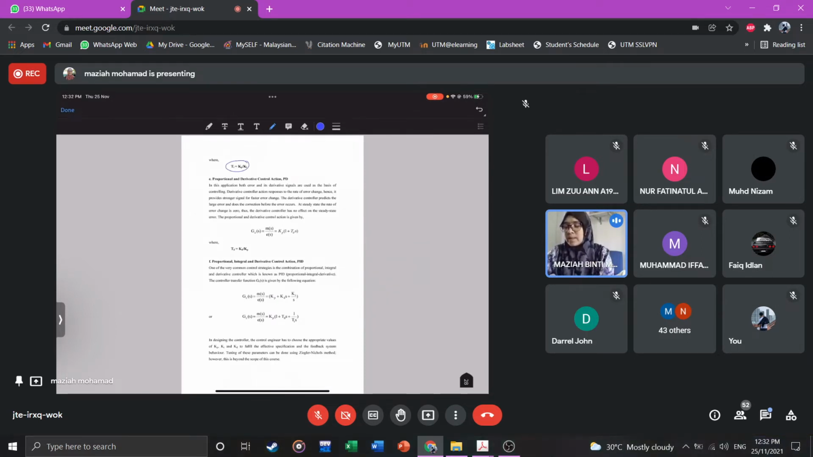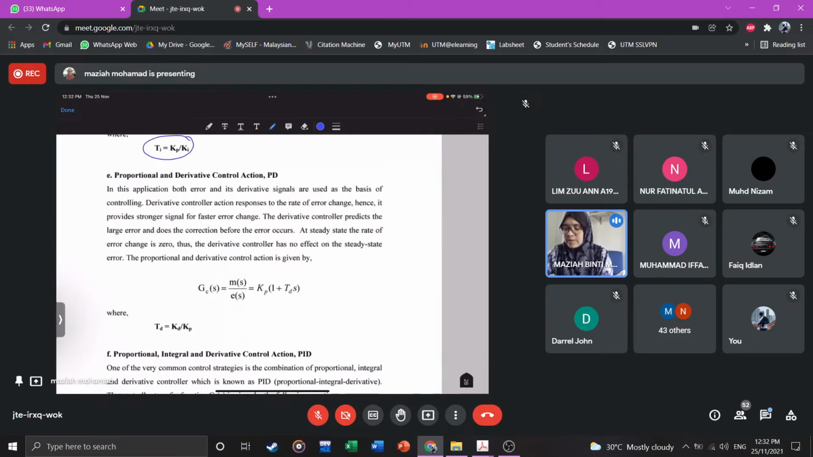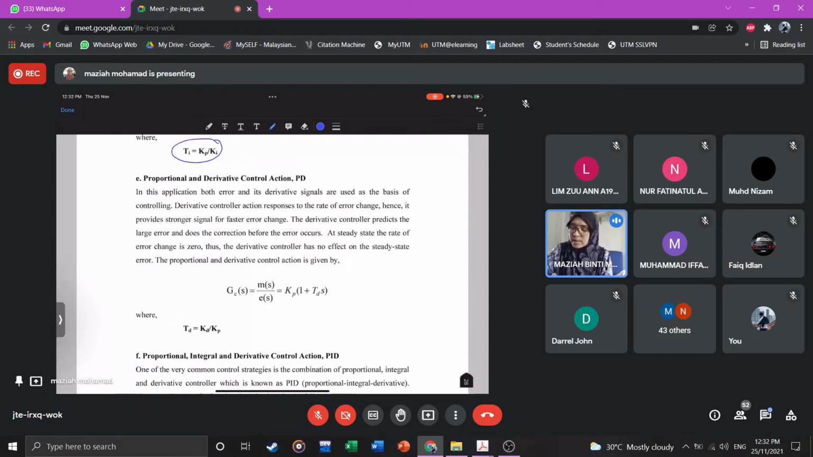And then the second one is the transfer function for the PD controller. Again, it is coming from Kp plus Kds. From there you get Kp multiplied with 1 plus TdS, where Td is Kd over Kp.